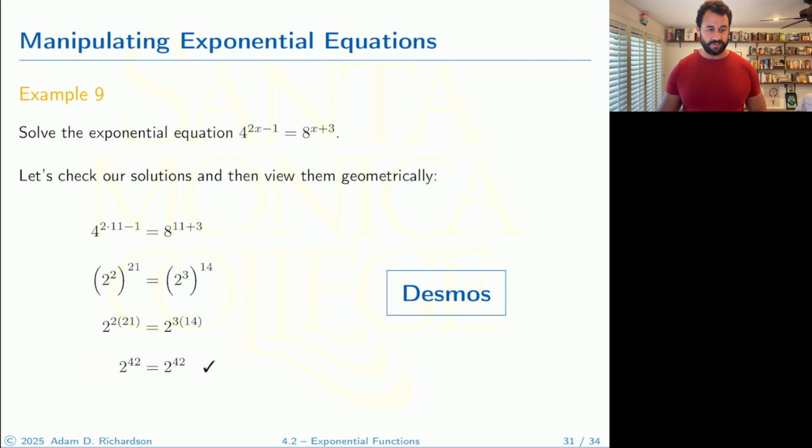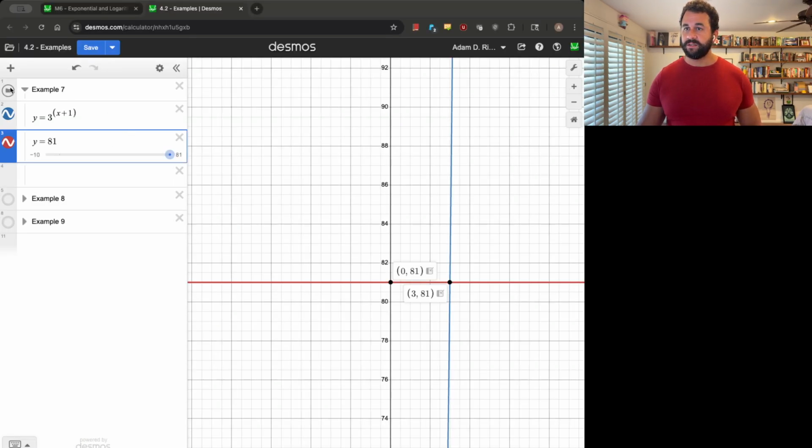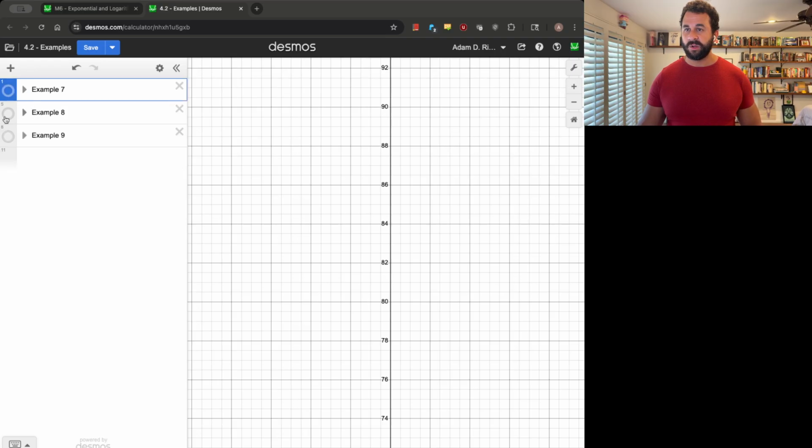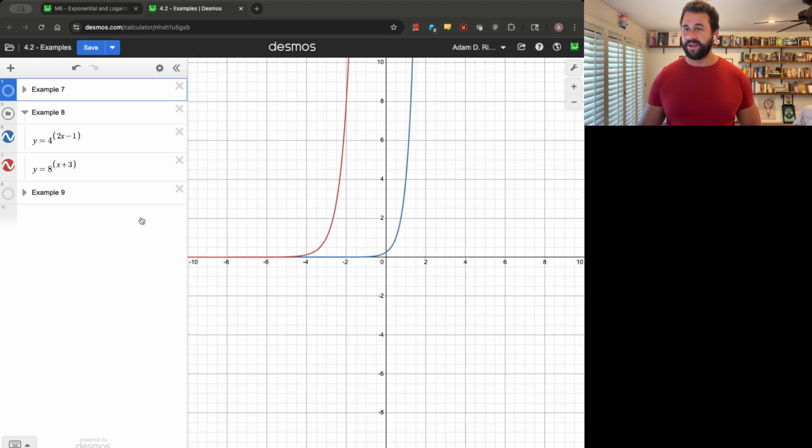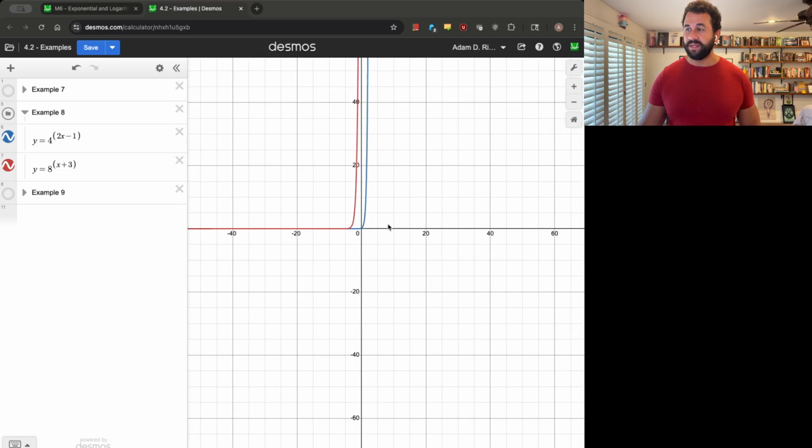Now let's look at it on Desmos here. Now we're looking at example 8. Wait, what did we come up with? The answer was 11, I think we got. Okay. So here we have in blue y equals 4 to the 2x minus 1. In red, we have 8 to the x plus 3. And we found they met when x is equal to 11.